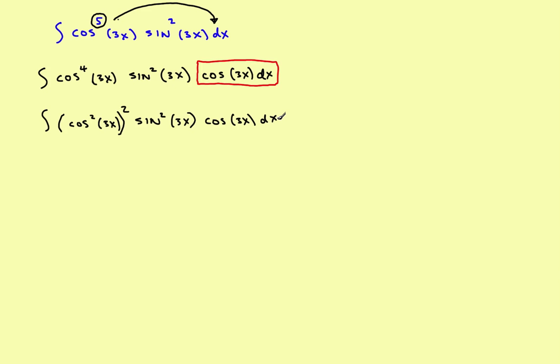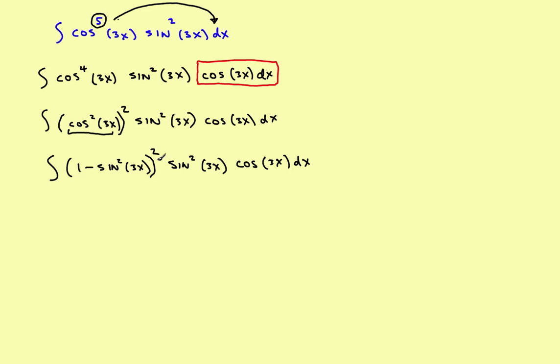dx out here. Okay, now the next thing. You want to change this part, try to get it entirely into sines, and what you're going to do is look inside the parentheses here. The cosine squared will change into 1 minus the sine squared of 3x. And then put parentheses around it, and you still got this squared sitting out here. Then you still got the sine squared, and you've still got the extra cosine out here. So that gets you to that.